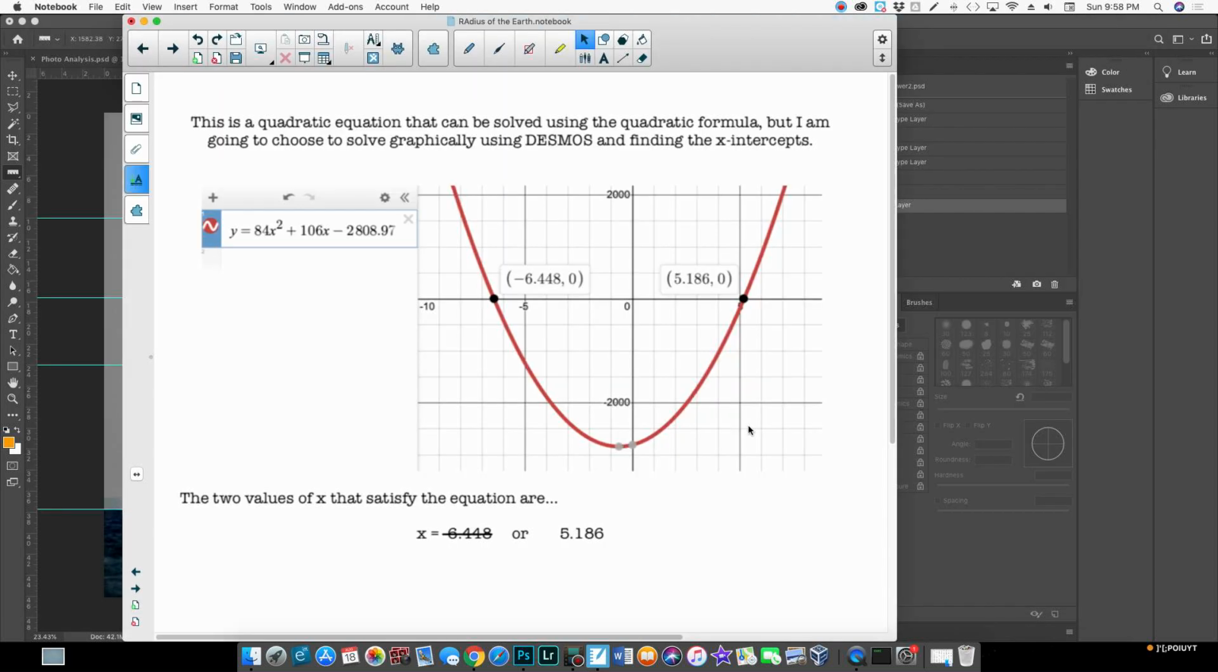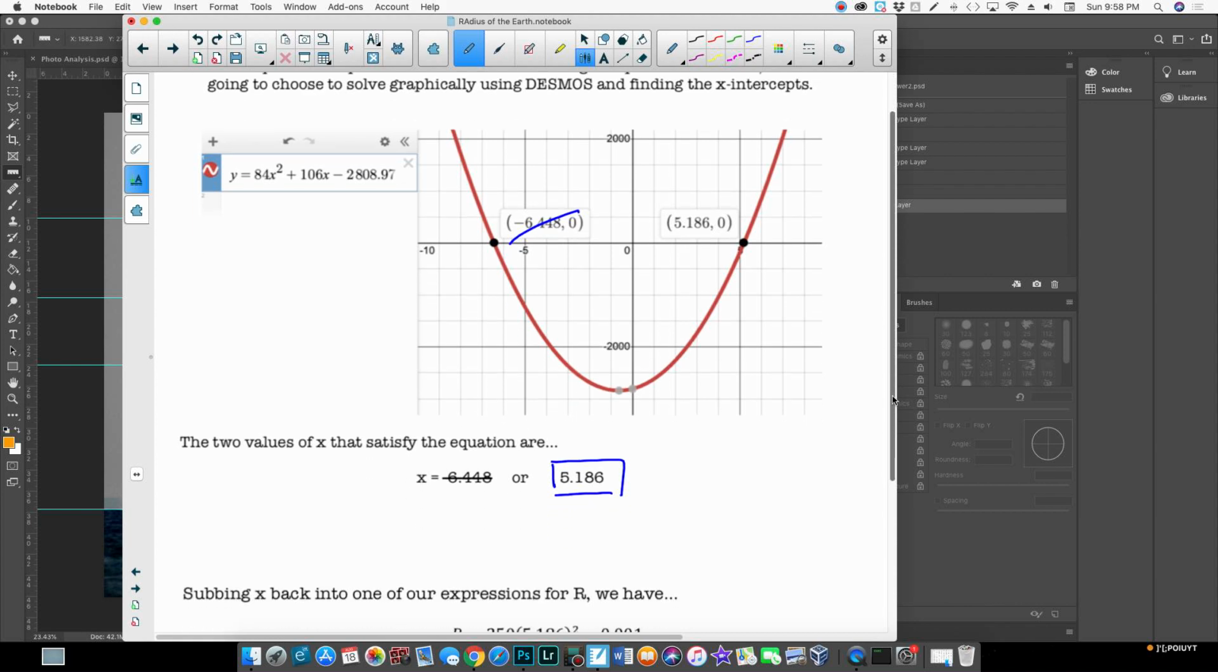So Desmos gave us these two values for distance to the horizon. A negative distance to the horizon doesn't make any sense, so we're going to ignore that one entirely. So what this tells us is the horizon is 5.186 kilometers away. Now we didn't want the distance to the horizon. We actually wanted the radius of the Earth.